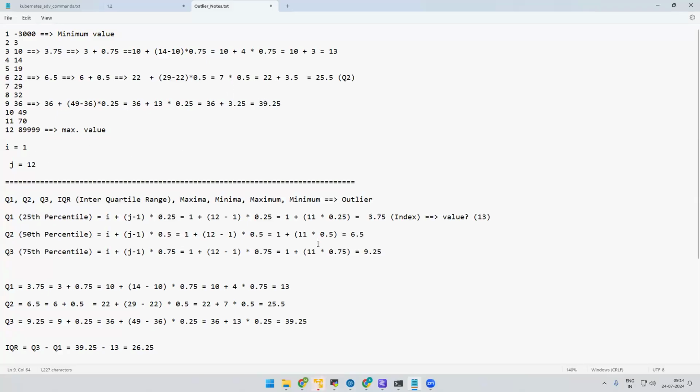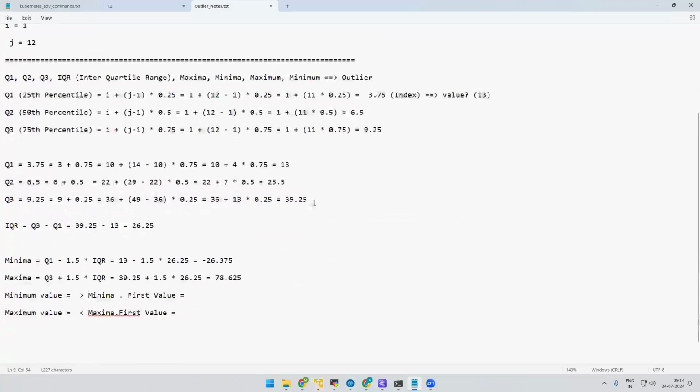So what we got here is Q1, Q2, Q3. This part is clear, right? We know how to calculate Q1, Q2, Q3 now. These are essential to move further. We need a few other values here: IQR, maxima, minima.